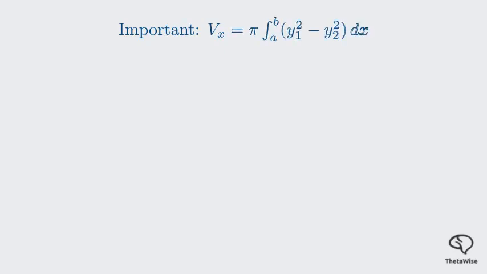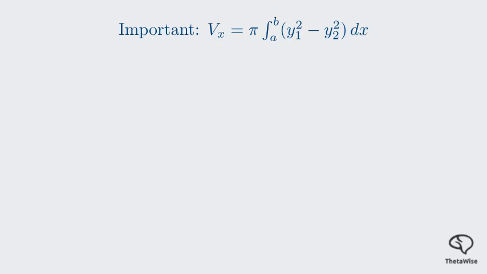Before we dive into examples, there's one more important concept. You might see a formula like this. The formula for a strip between two curves, like V sub x equals pi times the integral of y1 squared minus y2 squared dx, is actually the more general form.